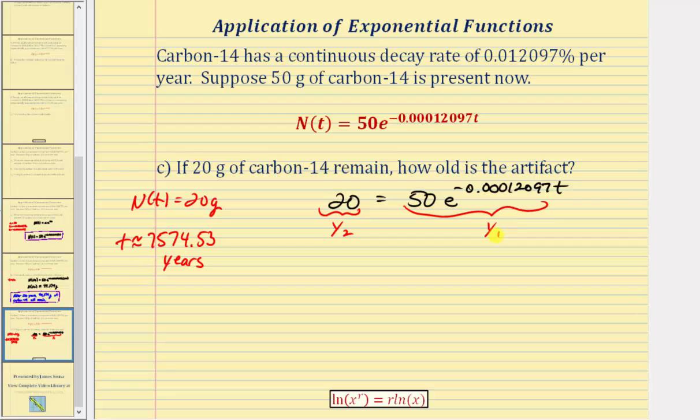Again, let's also solve this algebraically using logarithms. So to solve this algebraically, the first step would be to isolate the exponential part, which means we would divide both sides by 50. And simplifying, 20 divided by 50 is equal to 0.4. We have 0.4 equals e raised to the power of negative 0.000120097t.